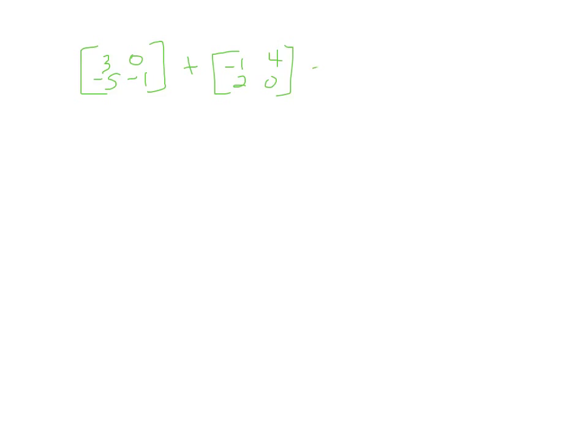So we're going to add the same number in the same place. I'm going to add the 3 and the -1 because they're both in the same place, and that's going to make 2. I'm going to add the 0 and the 4 because they're both in the same place in the 2 matrices. Then we're going to add the -5 and the 2 because they're in the same place. And then we're going to add the -1 and the 0 to get -1, and that's how you add 2 matrices.